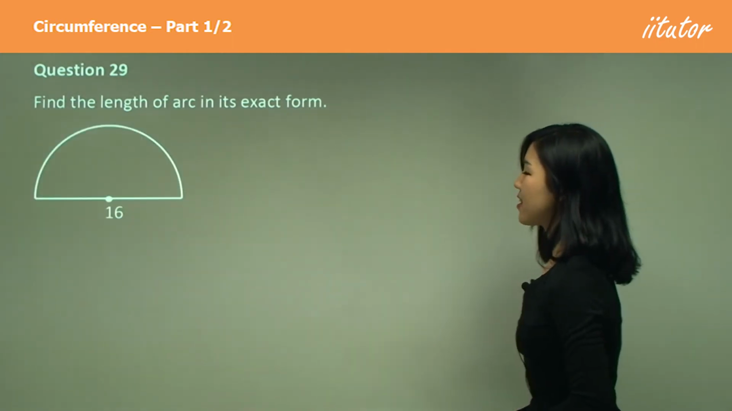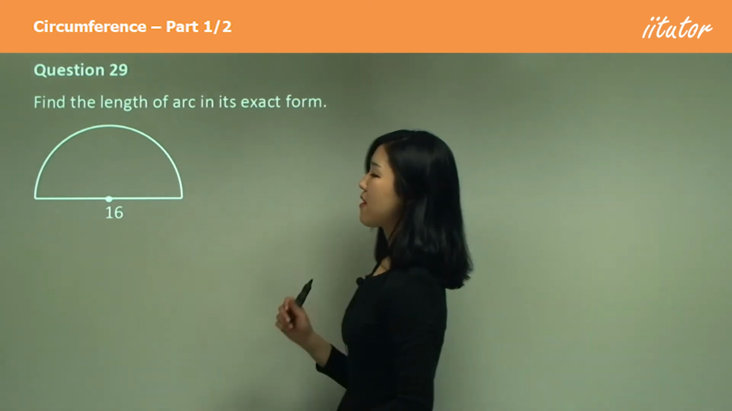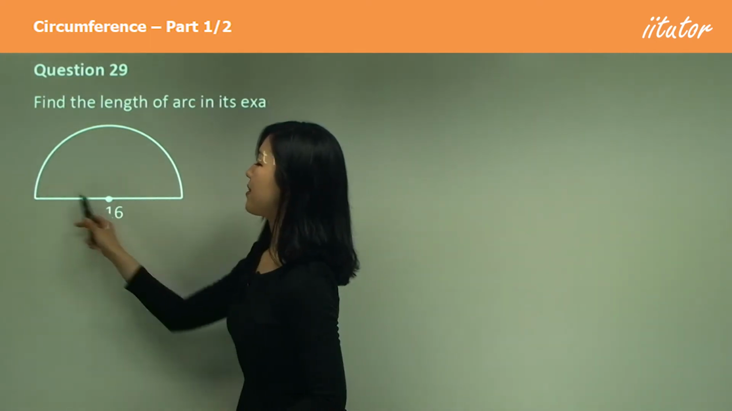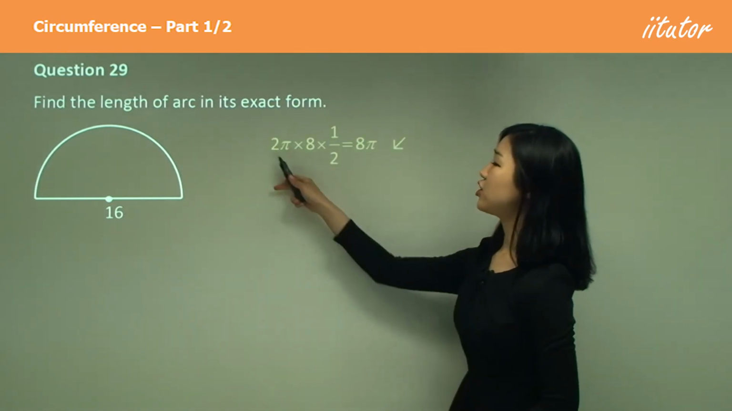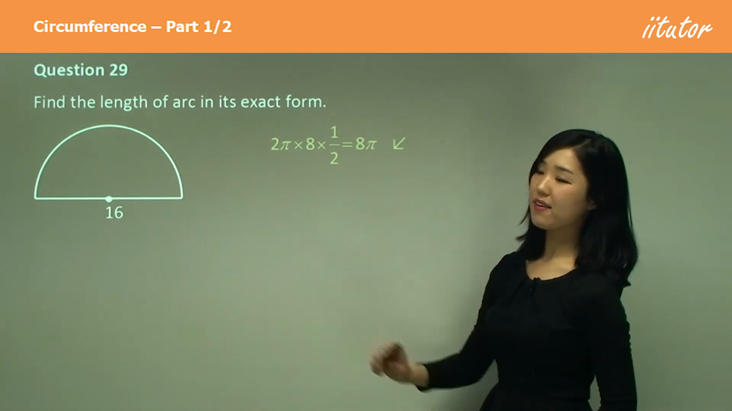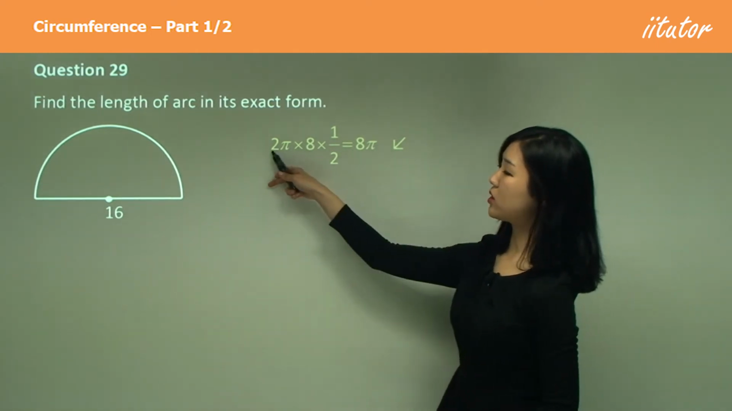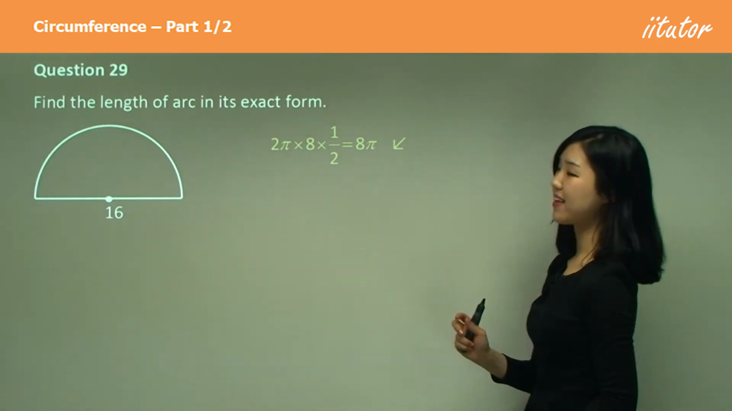Find the length of the arc in its exact form. Again, very much the same question, but this time you have to find the radius. The diameter is 16, so what's the radius? 8. So we do the same thing. 2 pi times 8 times a half, which just gives you 8 pi. 8 times a half is 4, 4 times 2 is 8. And again, leave it in exact form, so leave it in terms of pi.